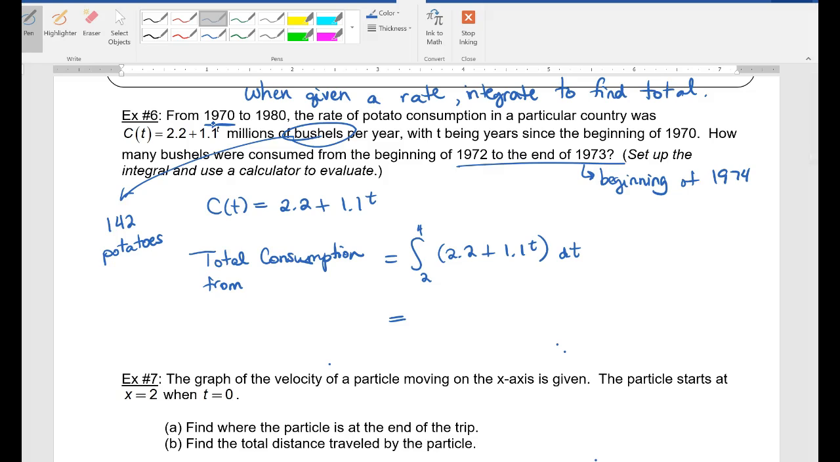So let's say you have a function that models a certain rate of something. It doesn't matter what that is. It could be anything, like a water tank that's leaking water. If you want to figure out how many gallons you've lost from 2 to 4 hours, that's where you would use it. So we don't care about from 1970 to 1972. We want to look specifically from 1972 to 1974. So you put the actual year.